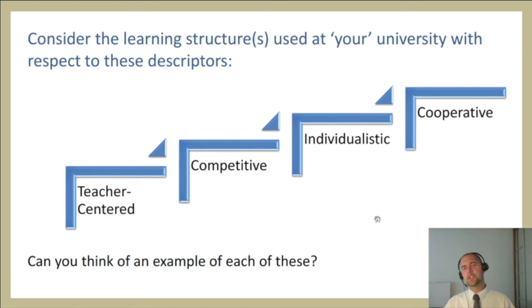So it would be interesting to hear in our small groups what sort of learning environment and structure you experienced and how you think that might impact your philosophy on teaching and education.